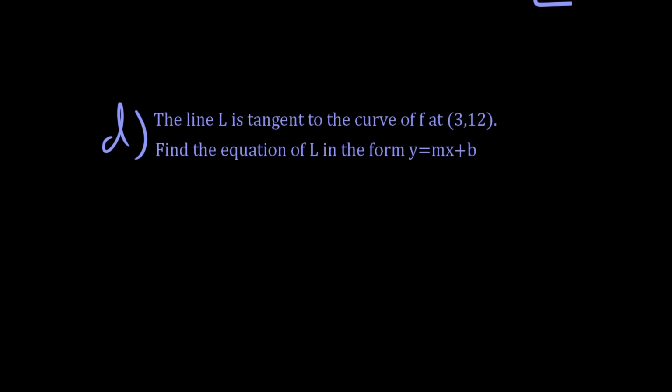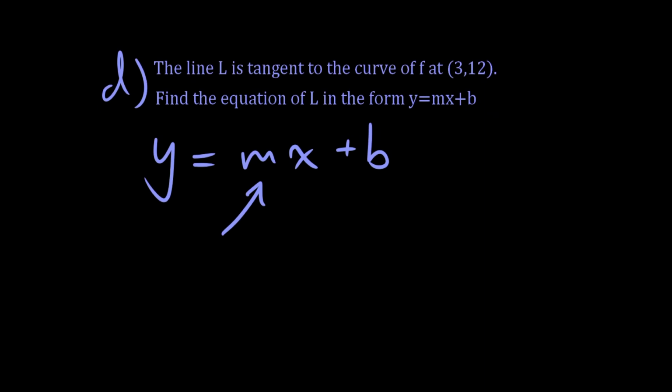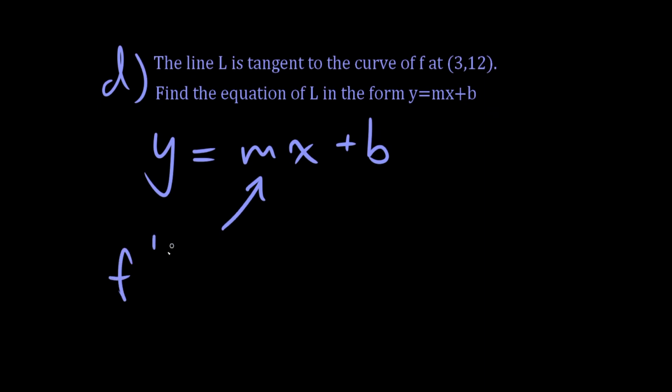So the final part of this question asks us to find the line L, which is tangent to the curve at coordinates 3, 12. And it has to be in the form y equals mx plus b. So what can we do to get these variables? In y equals mx plus b, the m is the slope and b is the y-intercept we can solve for later. But for now, the m is going to be equal to the slope at this point because it's a tangent line. So we'll have to find f prime of 3 since that's our x value.